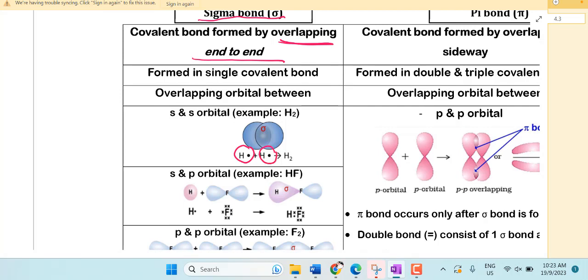Hydrogen has one electron. The electron in a hydrogen atom is at 1s. According to the orbital diagram, the electron of a hydrogen atom is at the 1s orbital. So this is the first hydrogen. For the second hydrogen, the electron is also at 1s. So when these two hydrogens make a bond to form a hydrogen molecule, what will happen?